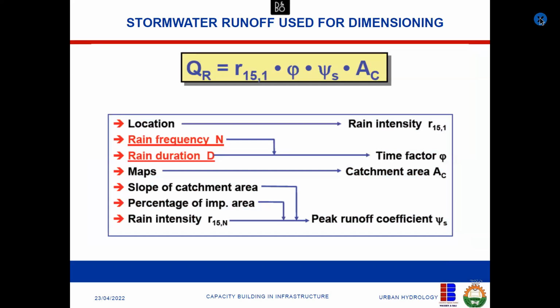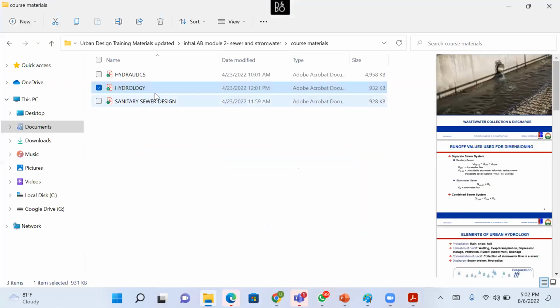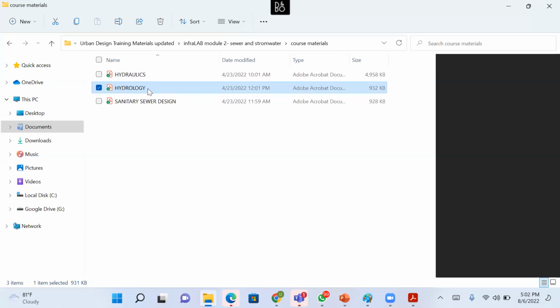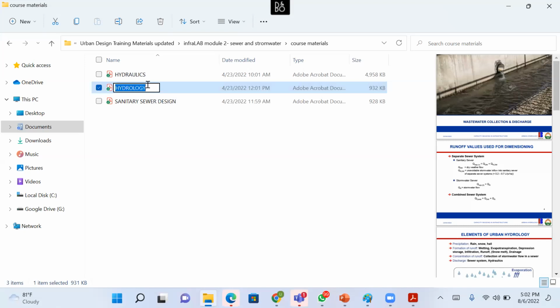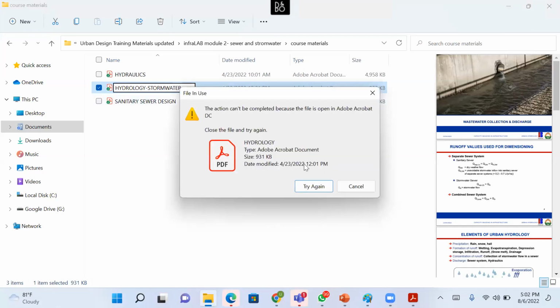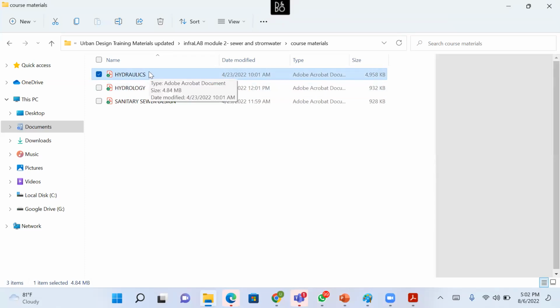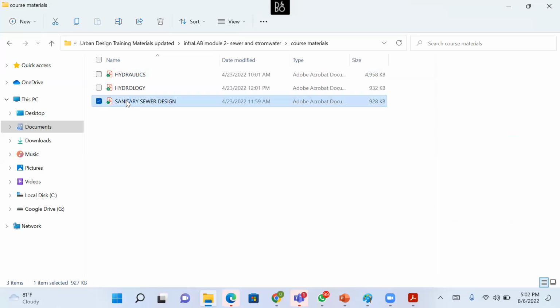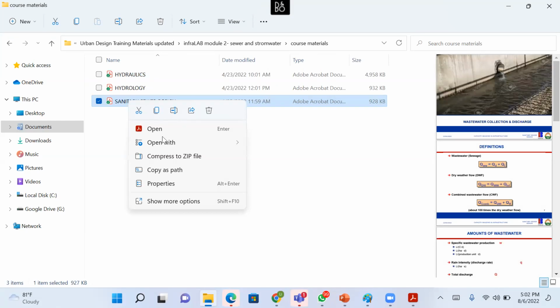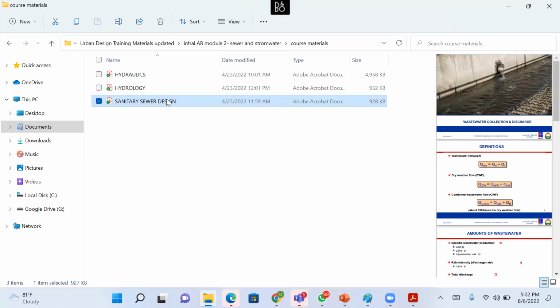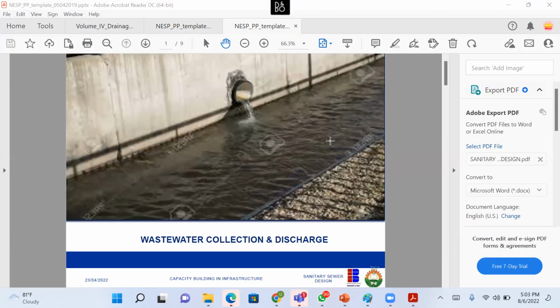Any question? If there's no question, we'll move away from hydrology. So I'll rename this one hydrology and storm. It cannot change because I'm using it, unless I close it. Okay, let me leave it for now. So let's move to the opposite, sanitary sewer. Any question? Are we all following? Mute yourself once again.